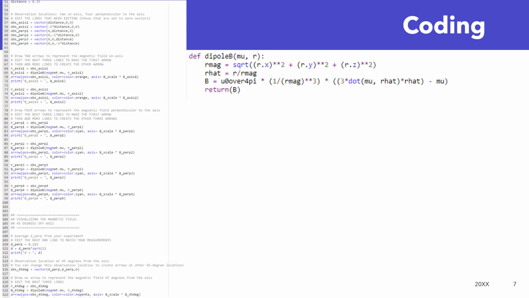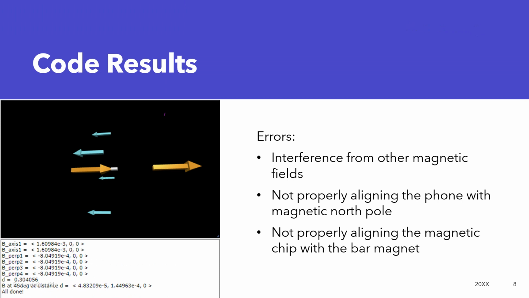Now, the coding section, for the magnetic dipole, we had to use the off-axis formula, and this entire coding section is pretty much just trying to continuously measure the magnetic field at different locations, perpendicular to it, parallel to it, and the net location, which we can see illustrated right here with the orange arrows pointing on axis, the blue arrows pointing off axis, and the purple arrow pointing as the net.